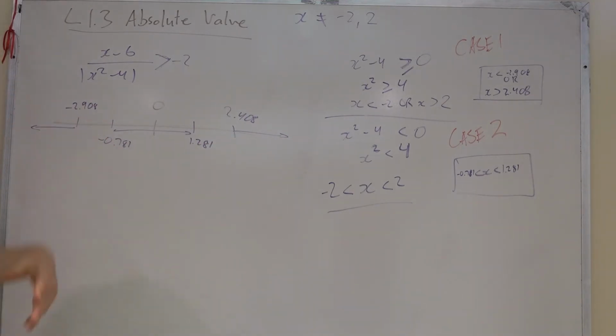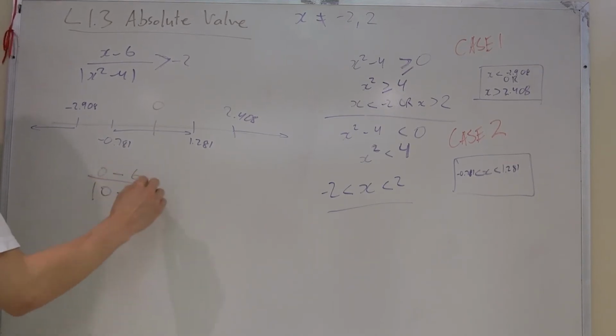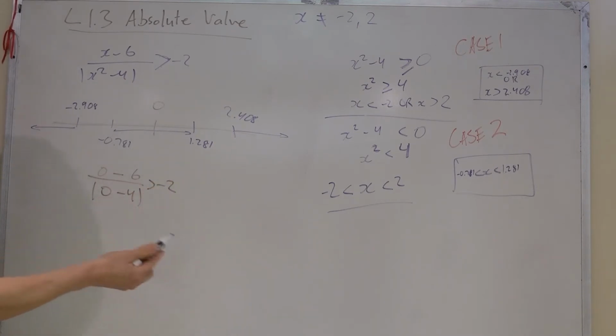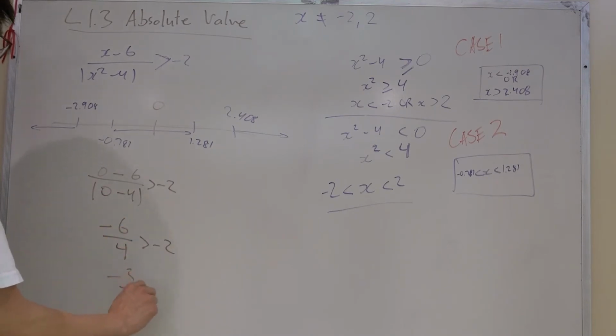Let's just give it a go, just to get a feel for it. Well, here's a really easy number. Let's just pick 0. 0 is in our solution set. So if we put in 0 here, what does that become? Well, that just becomes the absolute value of 0 minus 6 over 0 minus 4 is greater than negative 2. And then the bottom just becomes 4, so we get negative 6 over 4 is greater than negative 2. And is that true? Well, yes, this is just negative 3 halves. And of course, it's greater than negative 2.